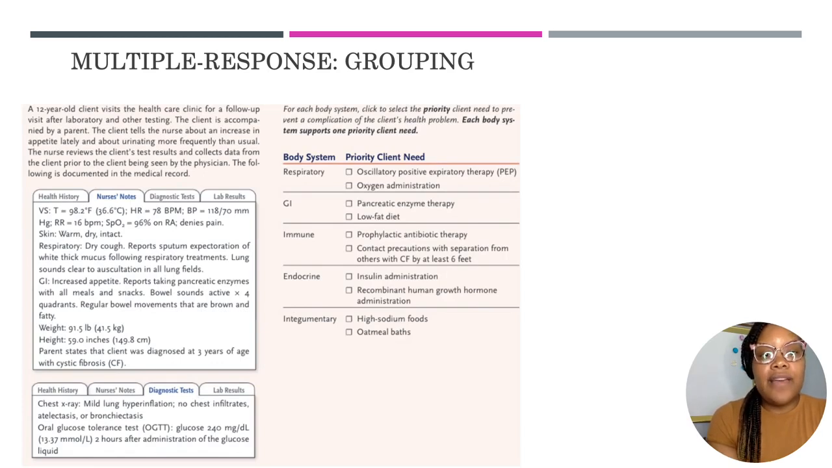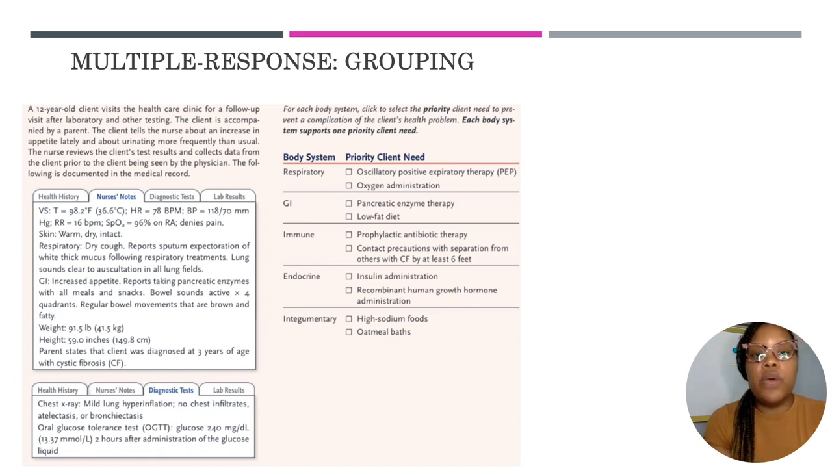A 12-year-old client visits the healthcare clinic for a follow-up visit after laboratory and other testing. The client is accompanied by a parent. The client tells the nurse about an increased appetite lately and about urinating more frequently than usual. The nurse reviews the client's test results and collects data from the client prior to the client being seen by the physician. The following is documented in the medical record.